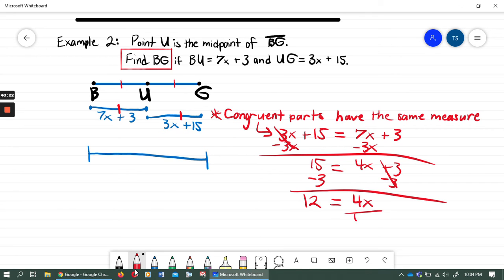The only other thing for us to do to solve for x is to divide by 4 on both sides. That cancels on the right side of the equation, and that leaves us with the fact that x equals 3. Okay, so we've got x equals 3.